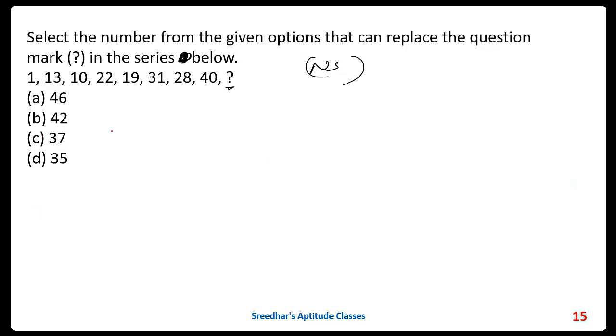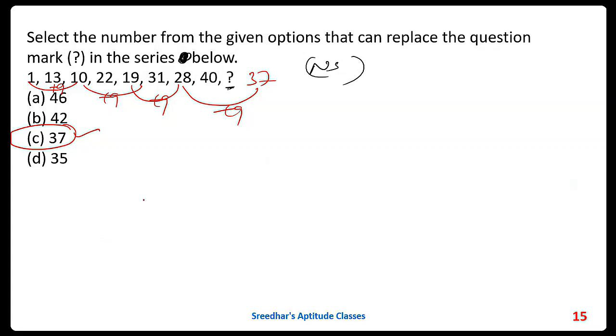Right. So here also if you go for alternate numbers, 1, 10, so plus 9, 10, 19, plus 9, 19, 28, plus 9. Now 28 plus 9, 37. So this is option C.